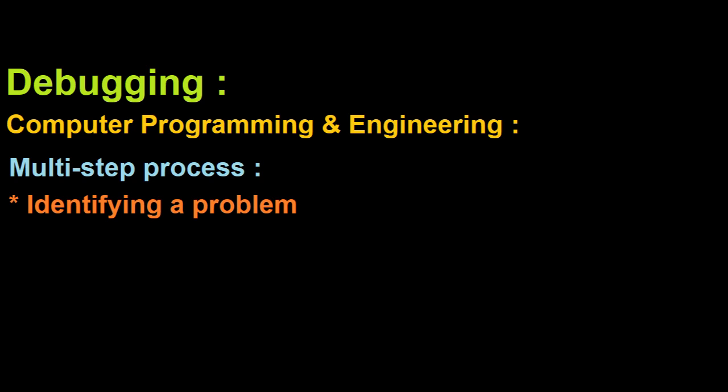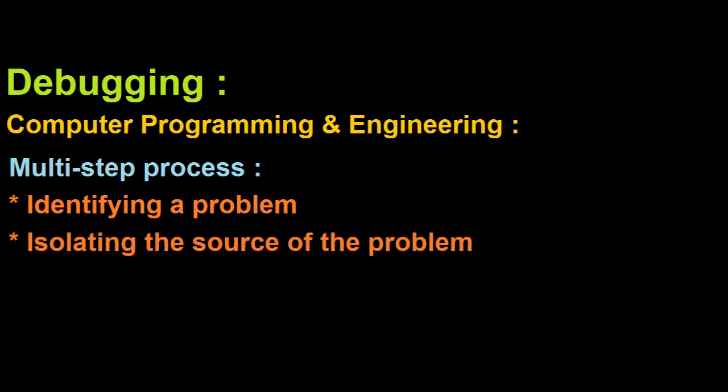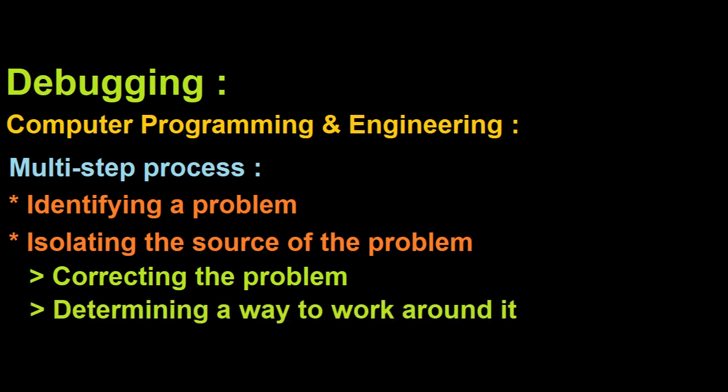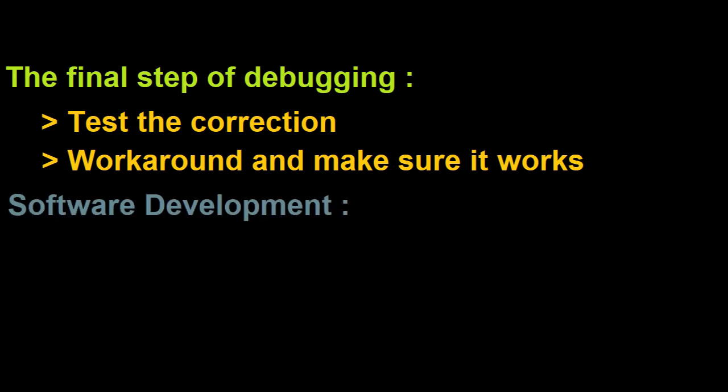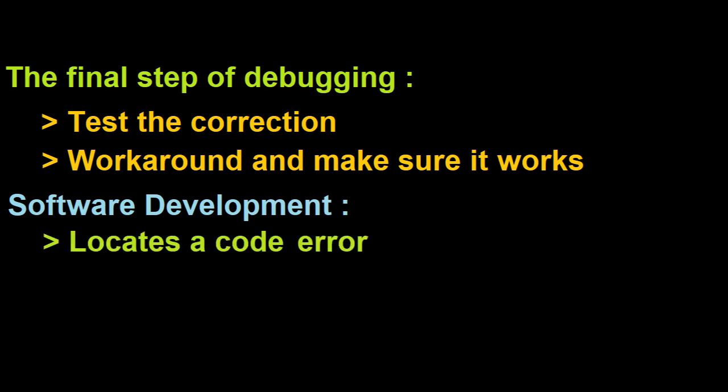So what is debugging? Debugging in computer programming and engineering is a multi-step process that involves identifying a problem, isolating the source of the problem, and then either correcting the problem or determining a way to work around it. The final step of debugging is to test the correction or workaround and make sure it works. In case of software development, the debugging process begins when a developer locates a code error in a computer program and is able to reproduce it.